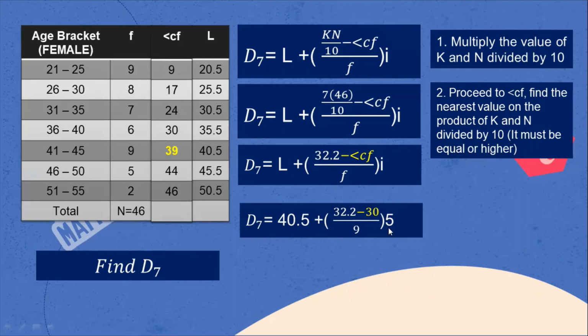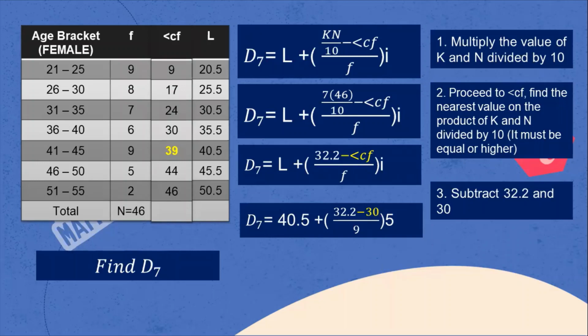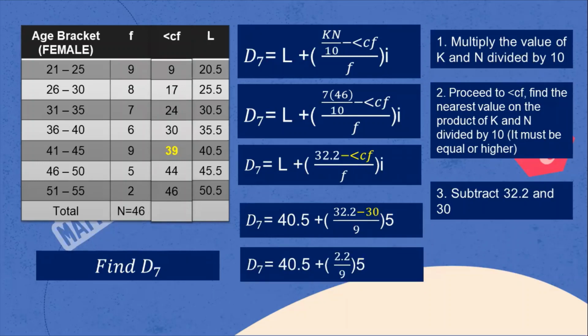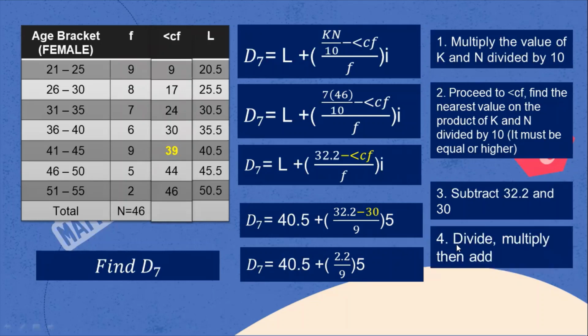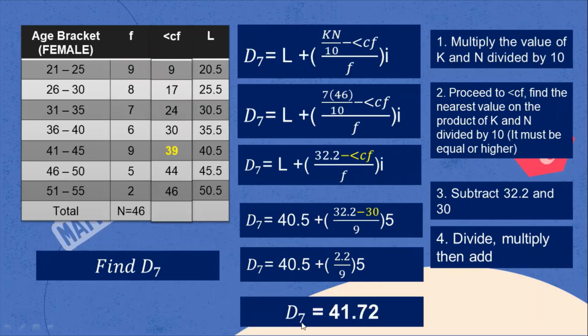That is the process. So next step, subtract 32.2 and 30, and that is 2.2. 32.2 minus 30 is 2.2, divided by 9, times 5, plus 40.5. Next process, divide, multiply, then add. Divide 2.2 by 9, multiply by 5, plus 40.5. The score on decile 7 is equal to 41.72.